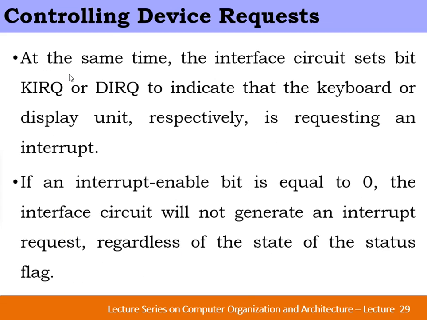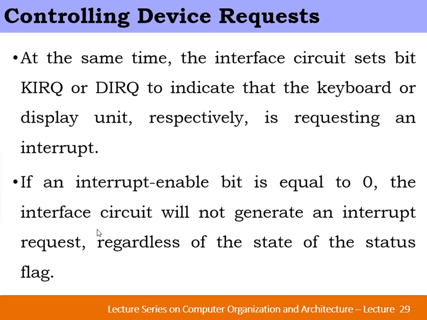As I told, at the same time, whenever an interrupt enable bit is 1, the interface circuit also sets the bit KIRQ or DIRQ. KIRQ indicates a keyboard interrupt request, and DIRQ a display device interrupt request, indicating that the keyboard or display unit respectively is requesting an interrupt. If an interrupt enable bit is equal to 0, then the interface circuit will not generate an interrupt request regardless of the state of the status flag.